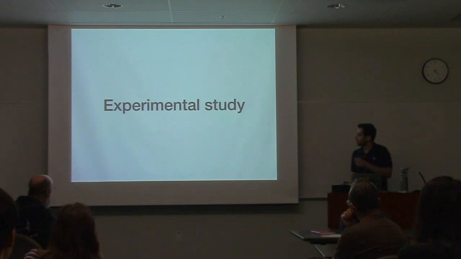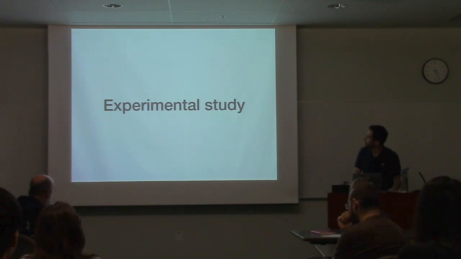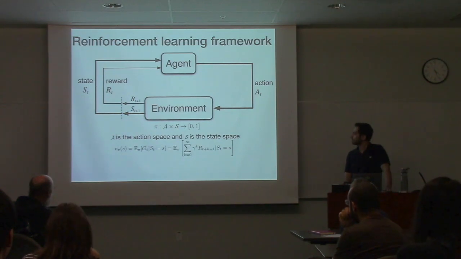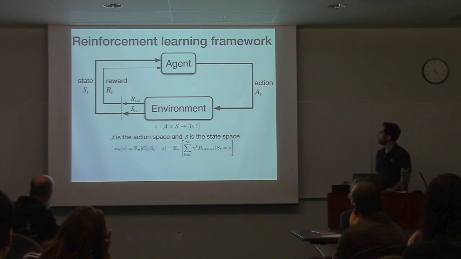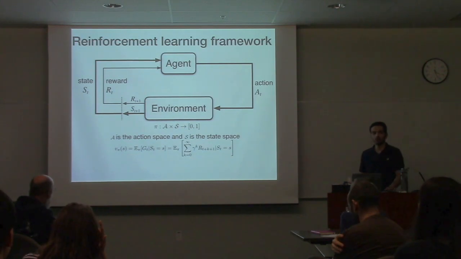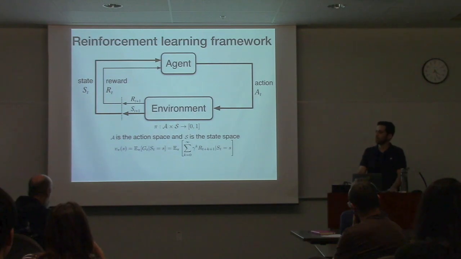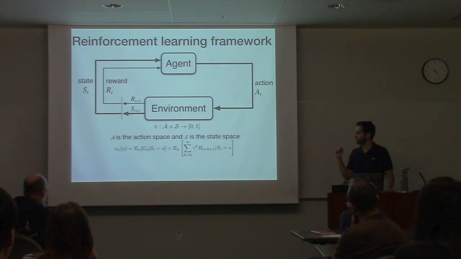Move on. So now I'm going to talk a bit about my experimental study. I'm going to focus on the reinforcement learning framework. I think you're all familiar with this. The agent is living inside an environment. It's in state S of t at time step t. It chooses an action based on policy pi, and the environment in turn emits a reward rt plus 1 and takes the agent to state st plus 1. And we want to estimate the value function, which is the expected value under the target policy of the sum of the discounted future rewards, given that we start in state st.